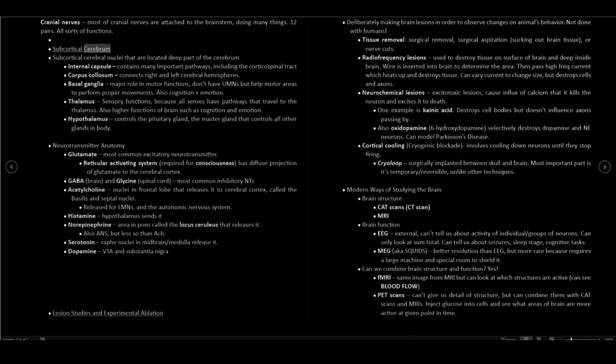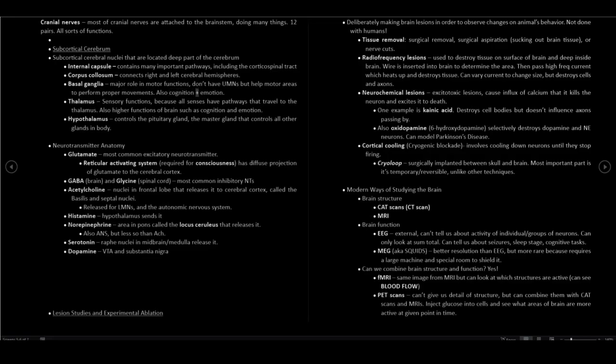Subcortical cerebrum. Subcortical cerebral nuclei are located in the deep part of the cerebrum. The internal capsule contains many important pathways, including the corticospinal tract. The corpus callosum connects the right and left cerebral hemispheres. Basal ganglia have a major role in motor functions; they don't have UMNs, but help motor areas to perform proper movements.